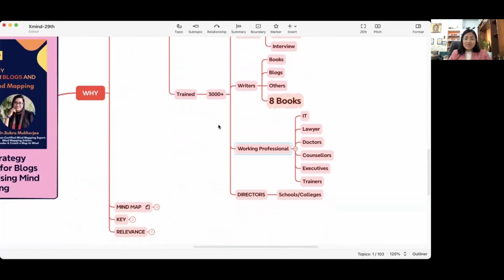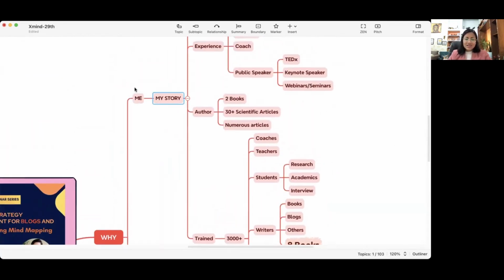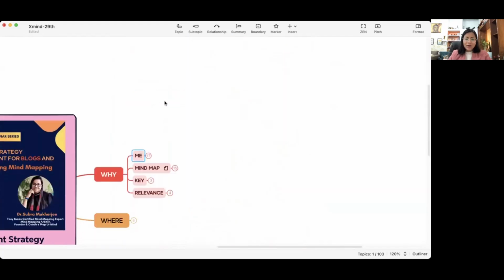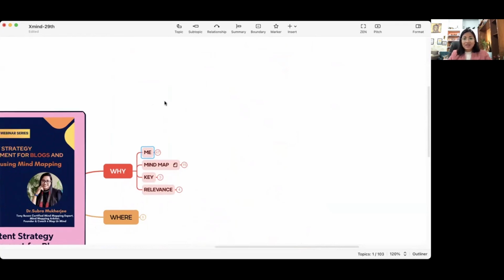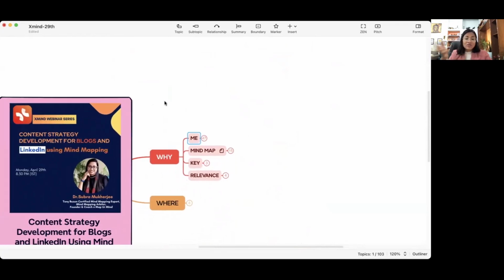So if you can see, the list of people I have trained includes IT professionals, lawyers, doctors, trainers, executives, and directors of schools and colleges. So this is a little bit about me and how I got so intrigued by mind mapping. Initially, I thought it wasn't my cup of tea. But then during my doctoral thesis, when I had to read a lot of papers, when I had to write my thesis, which is more than 100 pages, that is when I started using mind mapping extensively, and I saw the power of this tool.